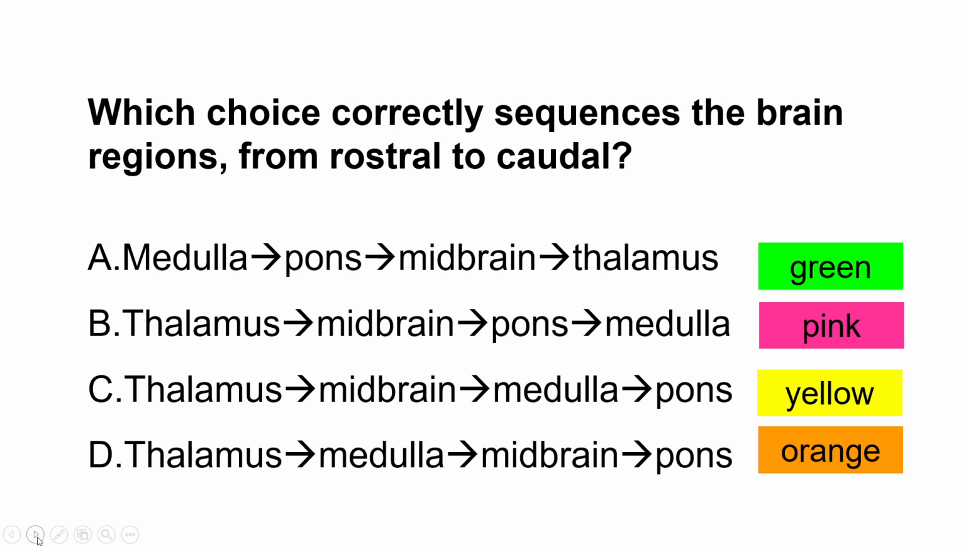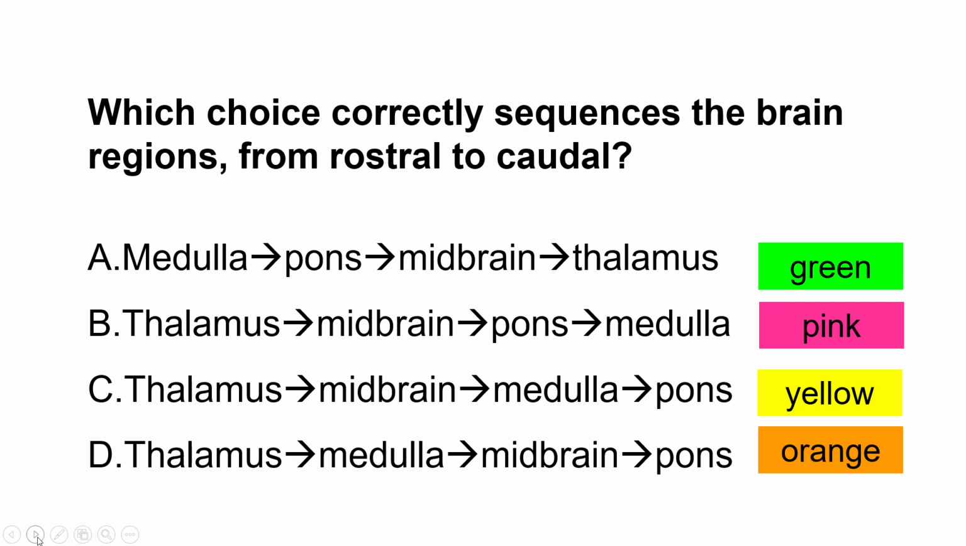All right, so here is an exercise. I want you to choose correctly the sequence the brain regions move rostral to caudal. So you have to know what rostral means and you have to know what caudal means from your anatomy. So which choice correctly sequences the brain regions from rostral to caudal? I'm going to pause and allow you to pick green, pink, yellow, orange. And before you move on to the next 30 seconds where I show the answer, just write down what it is you think is the correct answer.